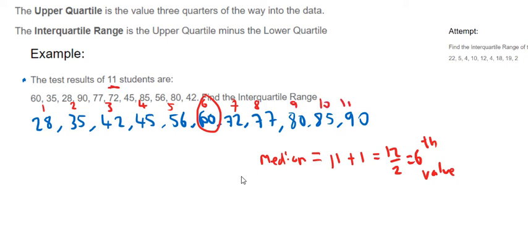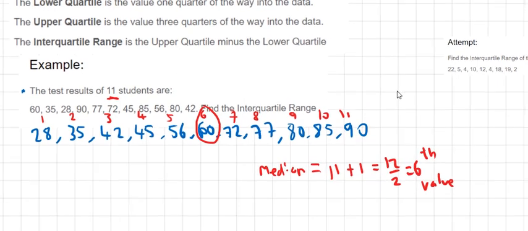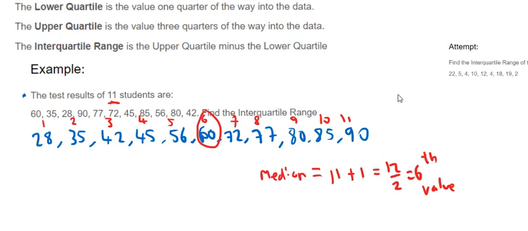So the median then is 60. I didn't really need to find the median. Well, I did need to find the median in order to find out what the lower quartile and upper quartile are. So that's what I'm going to do next. I'm going to find out what the lower quartile is.